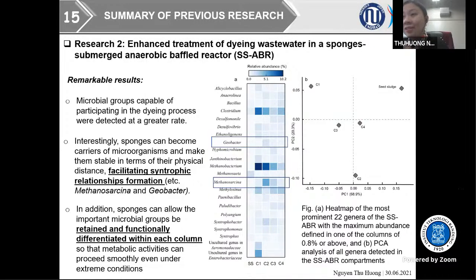In addition, in the PCA plot, we see that the sponge can allow the important microbial groups to be retained and functionally differentiated within each column, so that the metabolic activities can proceed smoothly even under extreme conditions. And this study has also been published. More detail can be found there.